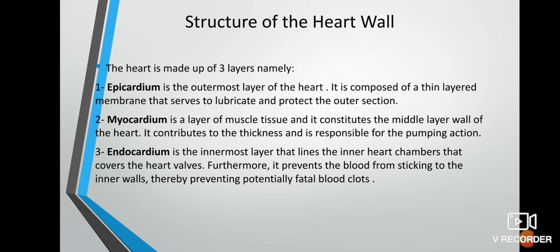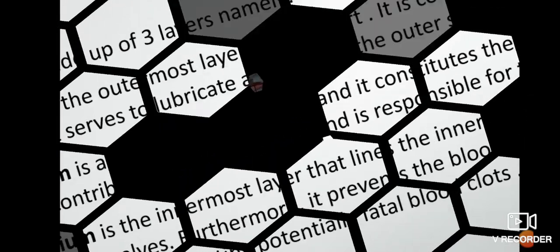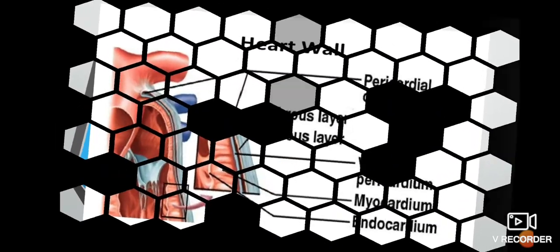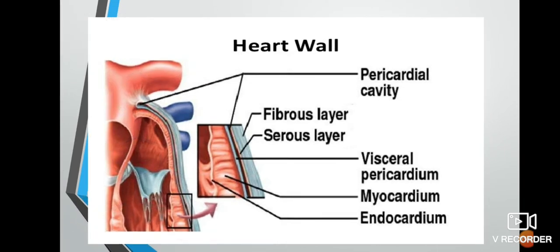Second, the myocardium is a layer of muscle tissue and it constitutes the middle layer of the wall of the heart. It contributes to the thickness and is responsible for the pumping action. Third, the endocardium is the innermost layer that lines the inner heart chambers and covers the heart valves. Furthermore, it prevents the blood from sticking to the inner walls, thereby preventing potentially fatal blood clots. So you can see this is a diagram of the heart wall.